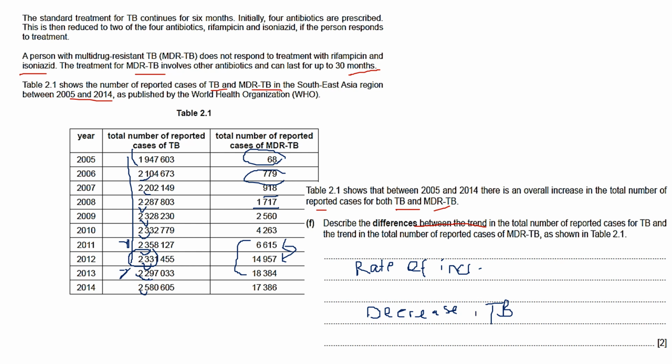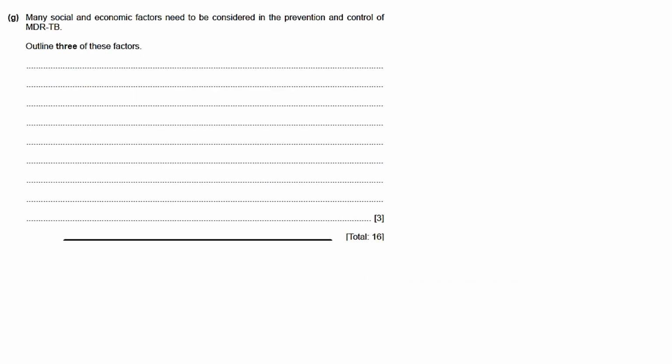A decrease in TB between 2011 and 2012 would give you 2 marks. There are many social and economic factors. These are the kinds of questions that you typically used to get, but as you can see, it has become a little bit more complicated.